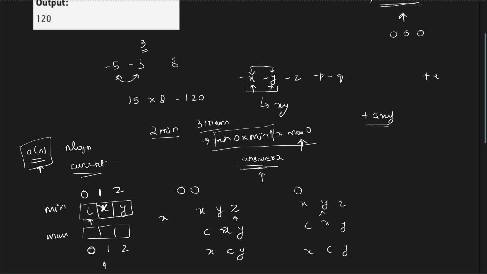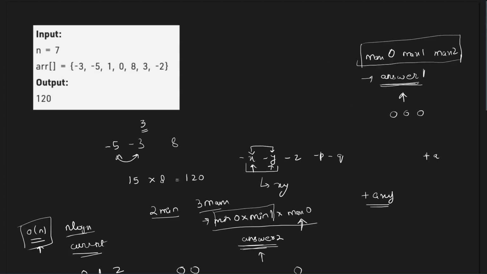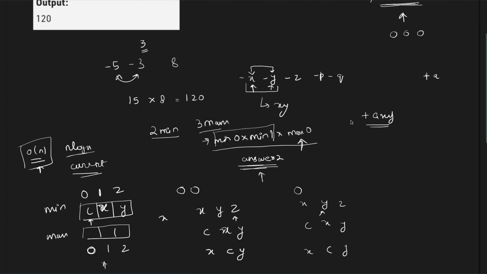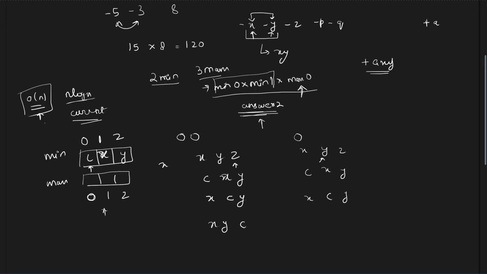You can also do it by sorting the whole array and taking the first two values and the last value for the second answer, and the last three values for the first answer, right? This would give you the correct answer, and this approach also works. But since the question mentions that we have to do it in O of n, we can discuss our O of n approach also. For this particular O of n approach, we can just maintain two vectors or arrays called minimum and maximum.